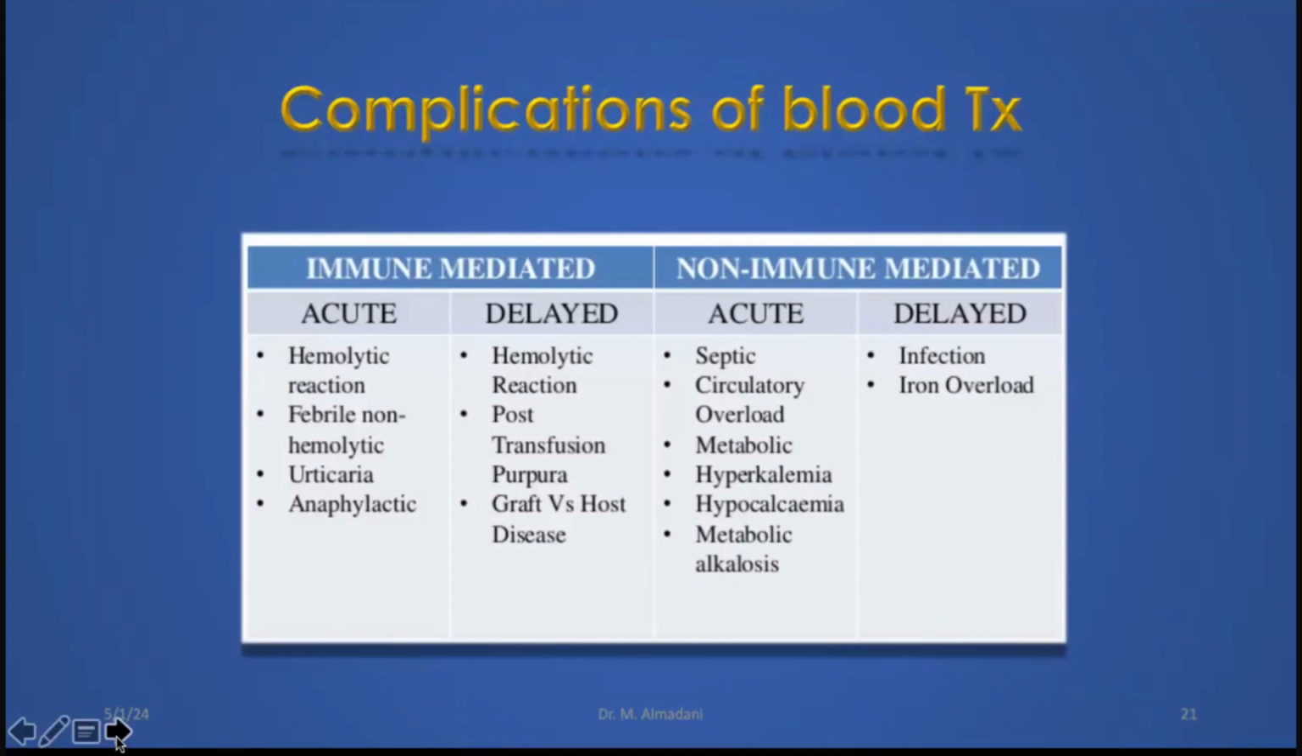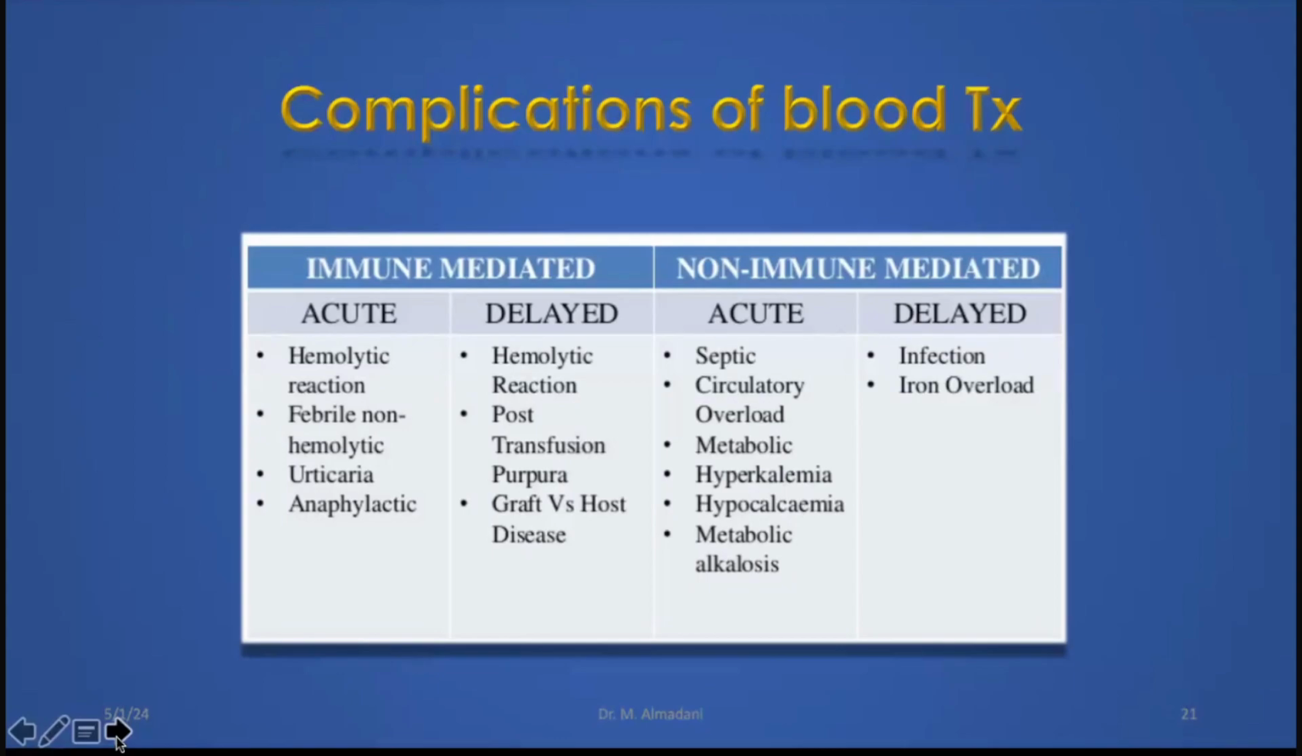What are the complications of blood transfusion? We could categorize this into immune-mediated and non-immune-mediated. The immune-mediated, both of them could be classified into acute and delayed. Acute immune-mediated means hemolytic reaction. If the patient gets fever, itchiness, anaphylactic shock or anaphylaxis due to blood transfusion, this is acute, meaning on the spot, upon receiving the blood.